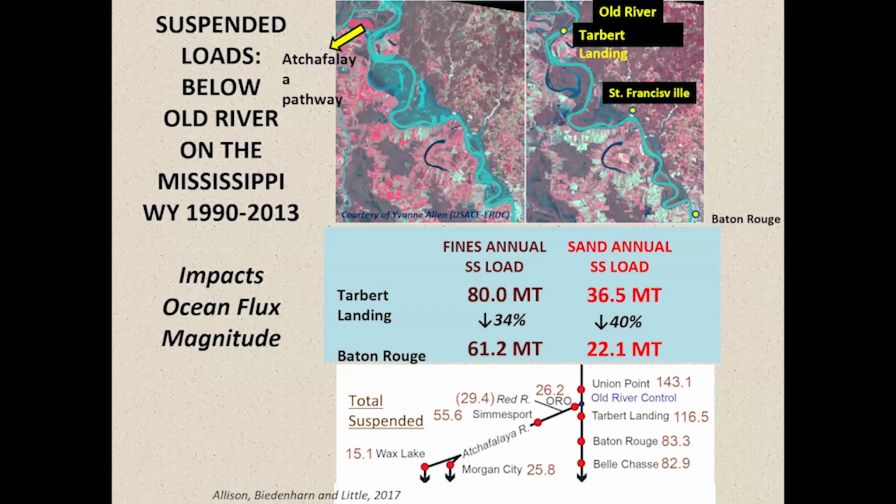And it's about 34% of the fines. This is averaged over multiple years, and 40% of the annual sand load. And the question is, why are we losing this much sediment in this relatively short reach of the backwater channel?